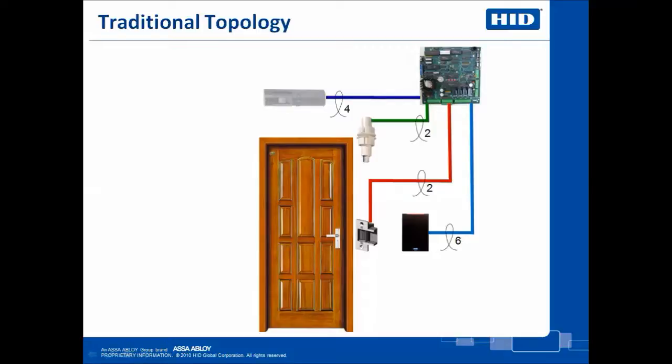Note that in traditional topology, all communication travels in only one direction. The reader, door switch, and REX all send information to the controller, and the controller in turn activates or does not activate the locking device. This unsecure single-direction communication results in vulnerability. If any of these wires, for example the reader's Wiegand communication wires, are accessed, they could be compromised and unauthorized operation can result at the door.